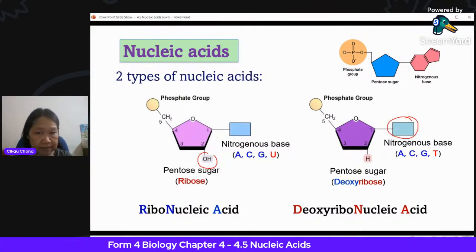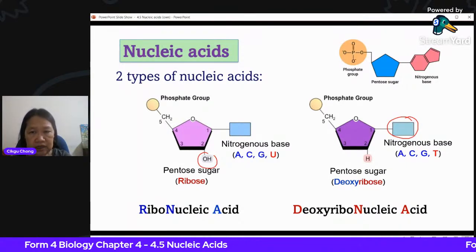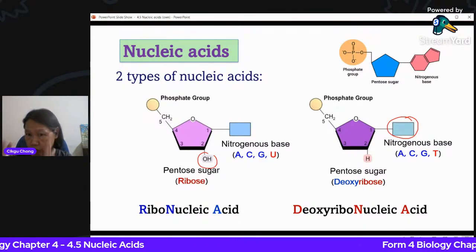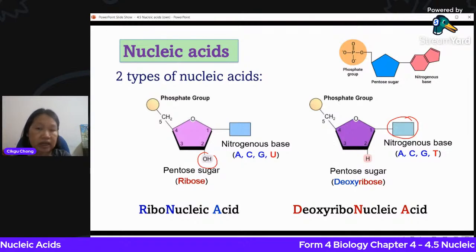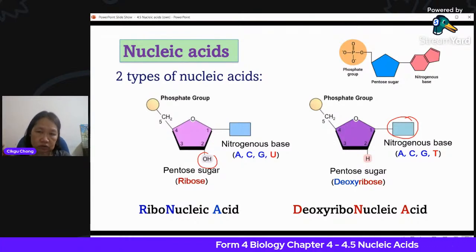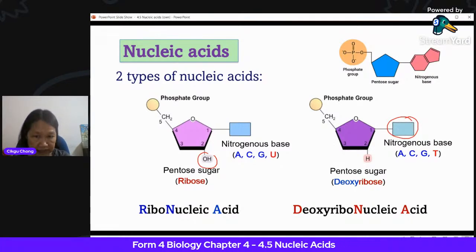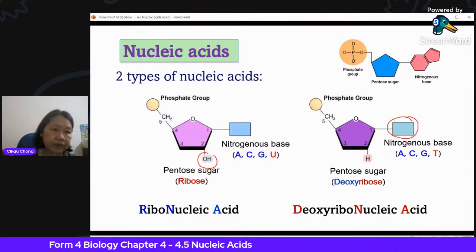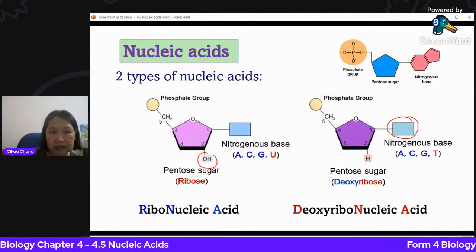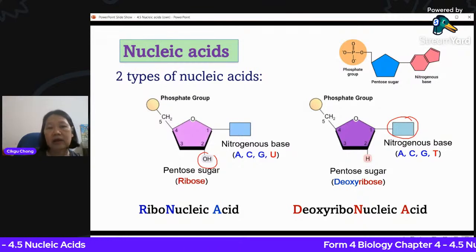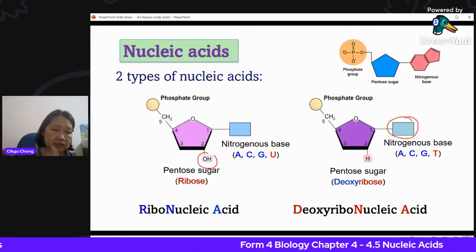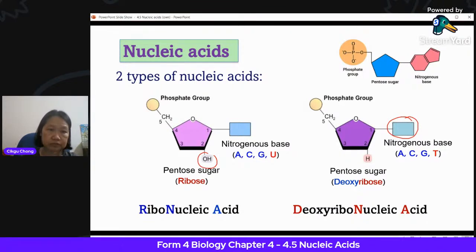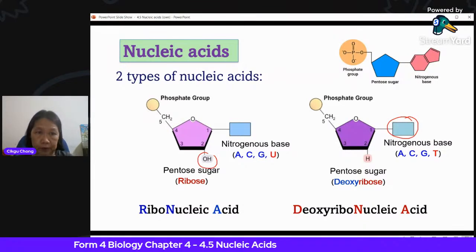Phosphate group is the same. Deoxyribose sugar is also one type, but the nitrogenous base can be either A or C or G or T for your DNA. For your RNA, it is ribose sugar. Phosphate is the same. Nitrogenous base can be A or C or G or U. So it is made up of these components.